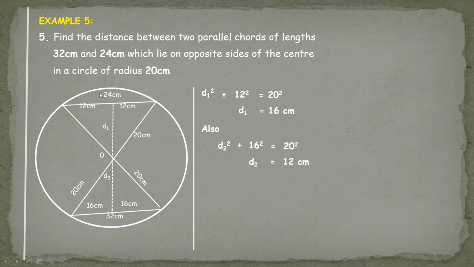But what are we interested in? We are interested in the distance from this point here up to this point, which you can see as d1 plus d2. So once we run the substitution, we shall get 16 centimeters plus 12 centimeters, and that will give us 28 centimeters as the correct answer.